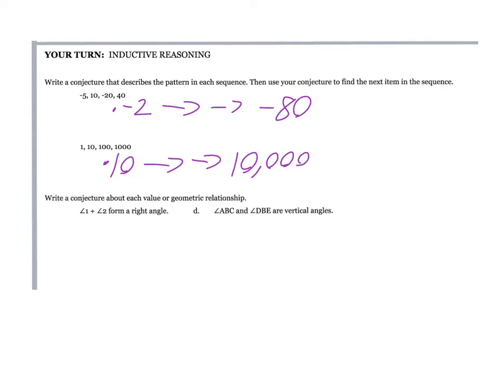Write a conjecture about each value or geometric relationship. Angle 1 plus angle 2 form a right angle. There are a few things we could say about this: that angle 1 plus angle 2 is equal to 90 degrees, and that these are complementary.